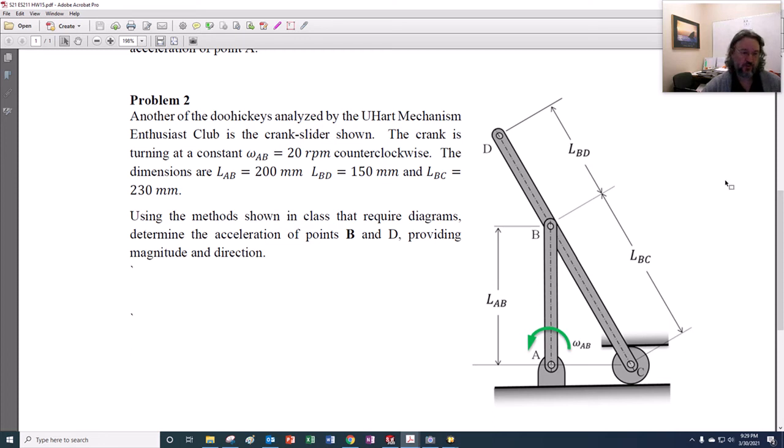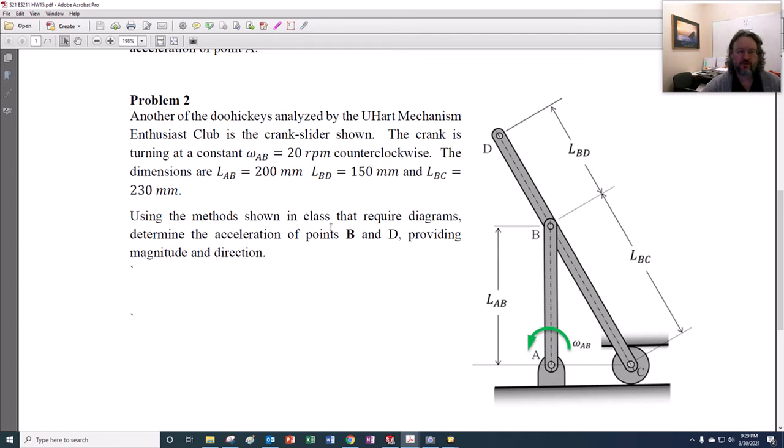This is the second problem for homework 15. We have this doohickey, and it's called a crank slider. This thing cranks and this thing slides, and it's cranking at 20 RPM counterclockwise as shown. The dimensions are 200 millimeters, 150 millimeters, and 230 millimeters. And I think I got those right.